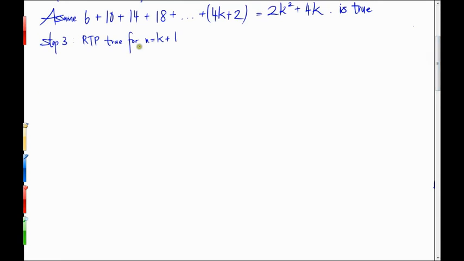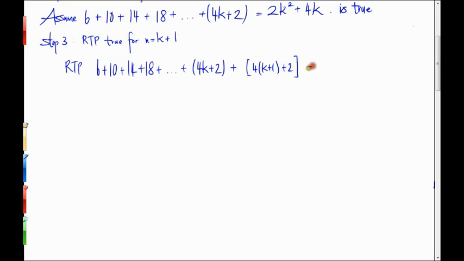If we're required to prove true for n equals k plus 1, in plain English, what does that mean? In other words, we are required to prove that 6 plus 10 plus 14 plus 18 plus up to 4k plus 2, and now you're going to put in k plus 1. So watch out here. Again, bracket it, always bracket it: 4 times k plus 1, plus 2.